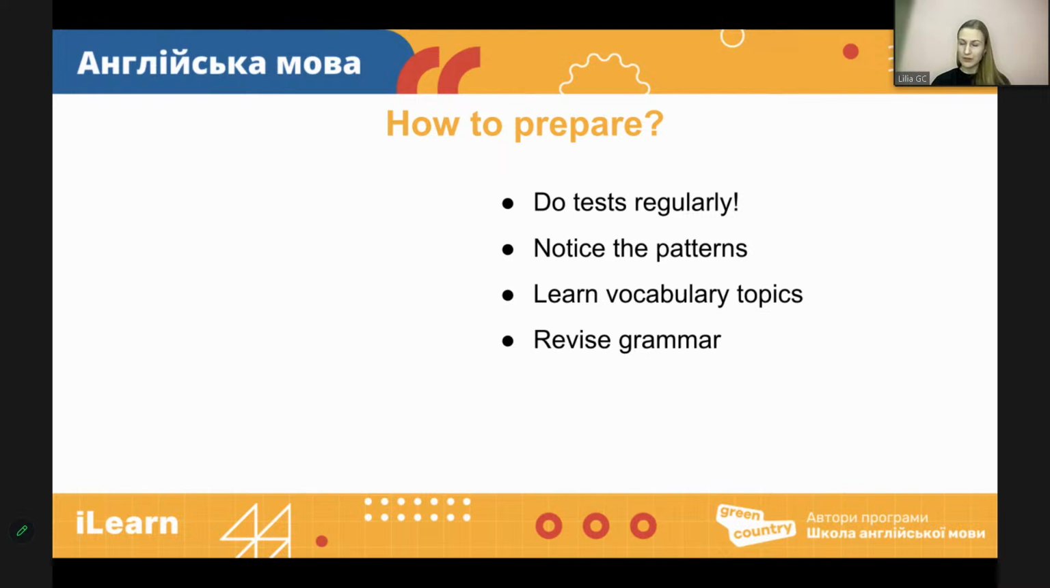Revise grammar. I promise I'll try to help you with that as much as possible, but still don't be lazy. Remember that we have 2 use of English tasks where grammar is significant. And also it is important in reading because it can give you some understanding of whether the event is happening now, or it happened in the past, or it will happen in the future. And that matters a lot.